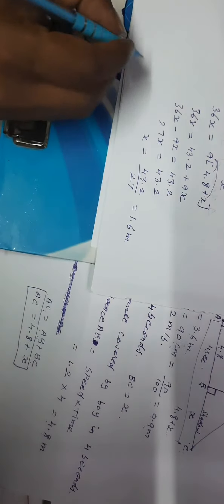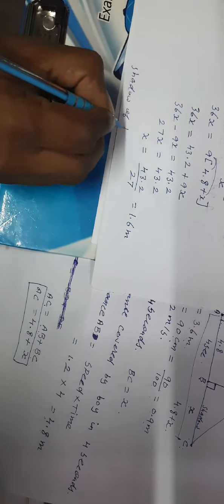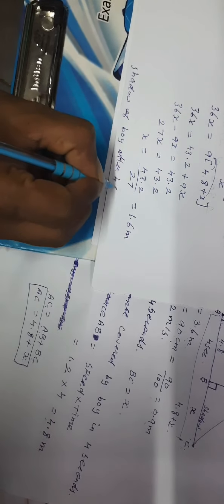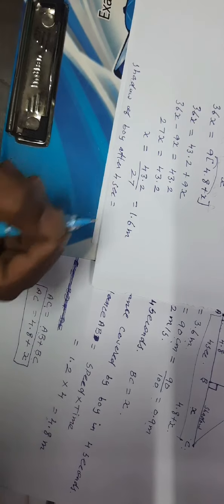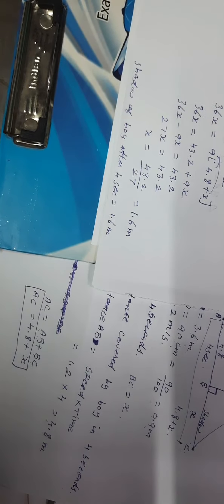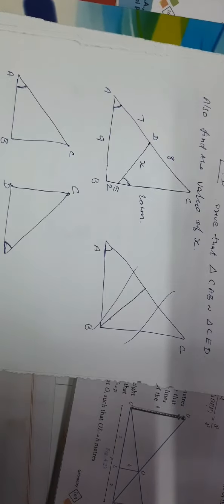Okay, wow. So the shadow of the boy after 4 seconds is 1.6 meters. Okay, this is example 4.4, and next I will go to example 4.5.